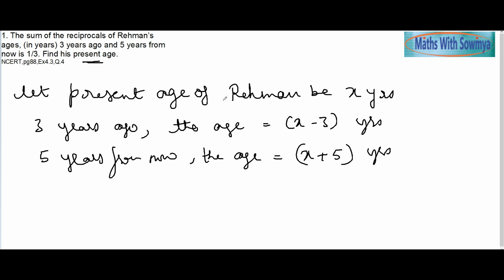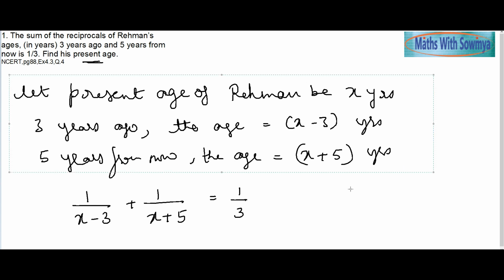And what is given here? The sum of reciprocals of these. So we have to take the reciprocals. Sum of reciprocal of these is equal to 1/3. This is our equation. So now we have reached our equation. We simplify and proceed further.